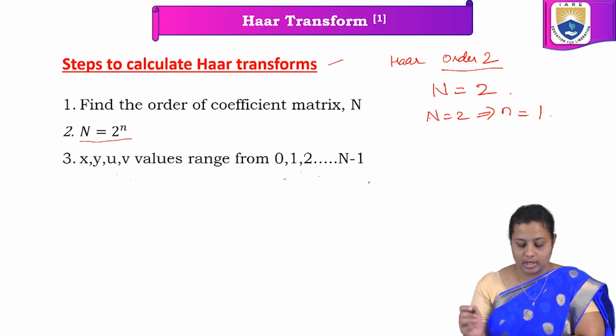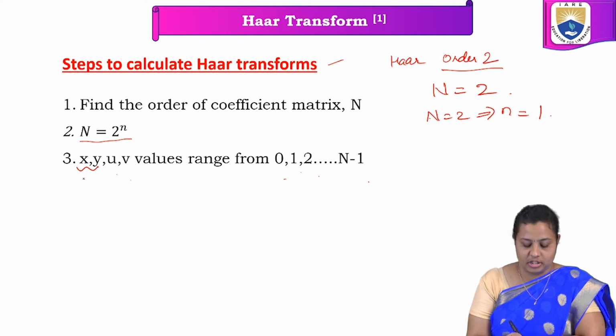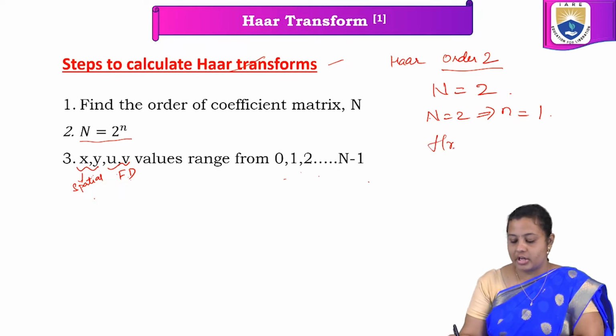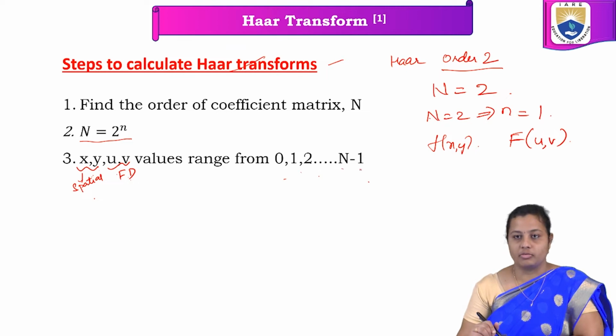Next, the values of x, y, u, v range from 0, 1, 2, 3, and so on till capital N minus 1. Here, the xy representation is for the spatial domain, and uv is for the frequency domain. When we use Haar transforms, we are converting our spatial domain image to the frequency domain. In the spatial domain, the image coefficients are represented by the image intensity values f of x comma y, whereas when we do the Haar transform, they are represented by capital F of u comma v. So x, y, u, v values range from 0 to capital N minus 1.